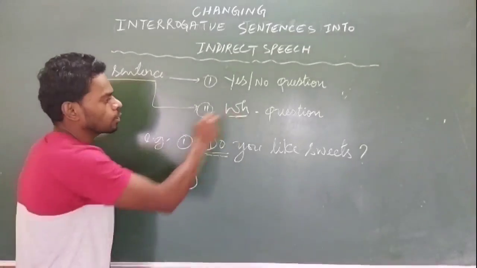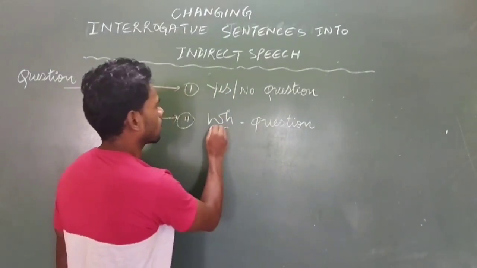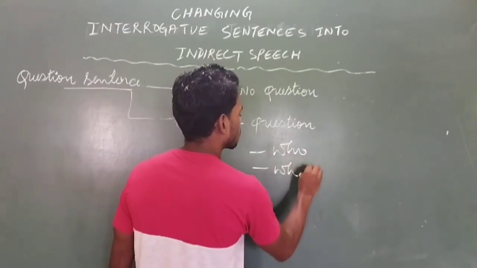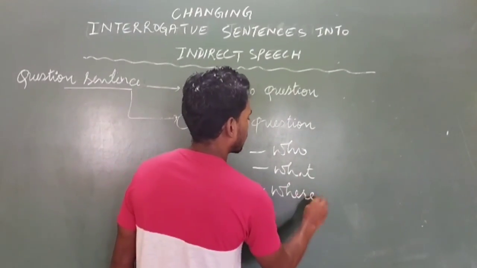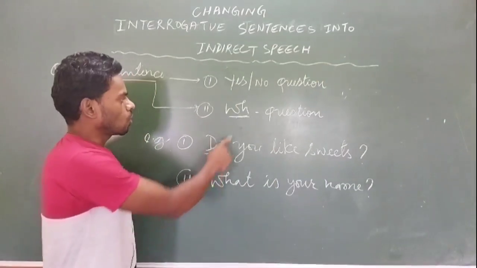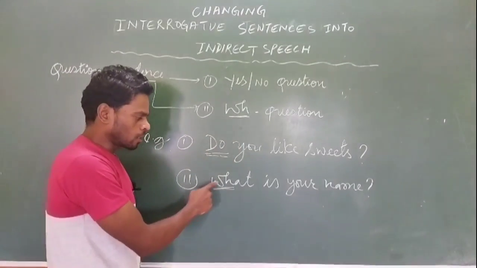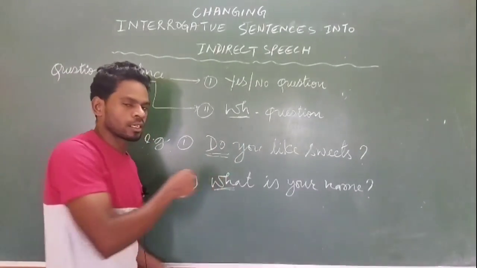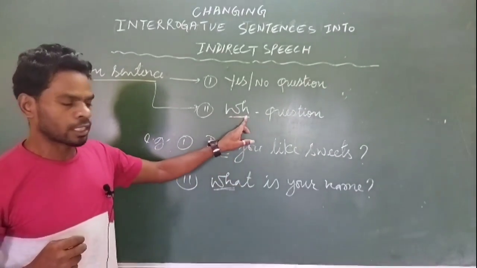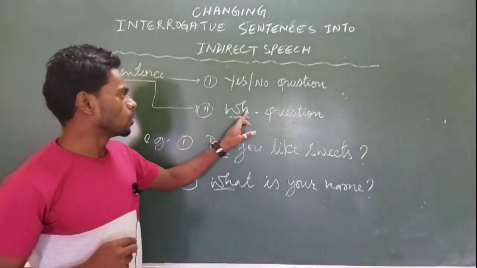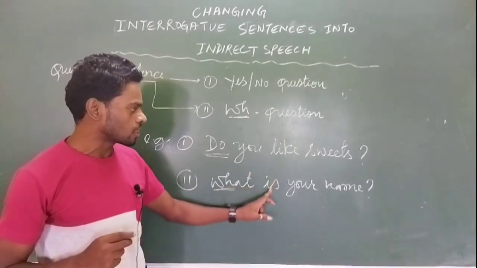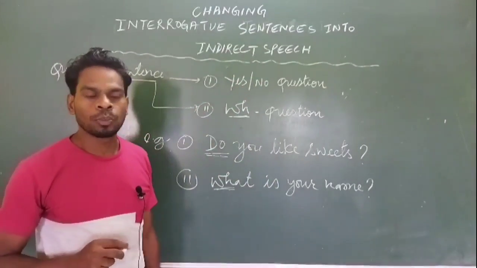The second one is the WH question, which begins with WH, like who, what, where, when, etc. This is a WH question because it begins with WH. That's why this type of question, which begins with WH, is known as a WH question. Now let's see how we can change such questions into indirect speech.